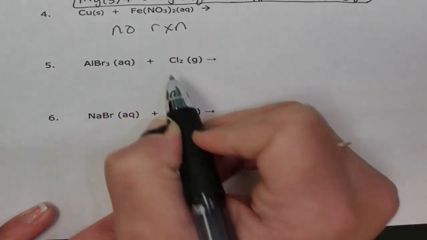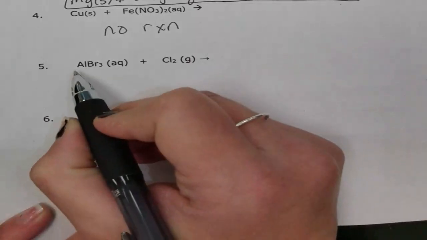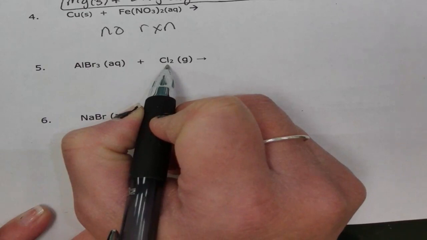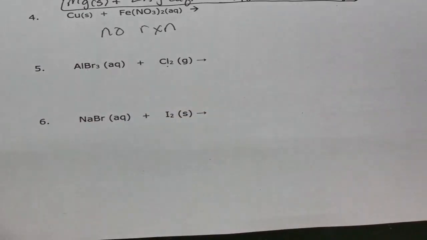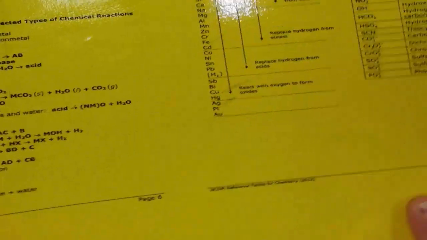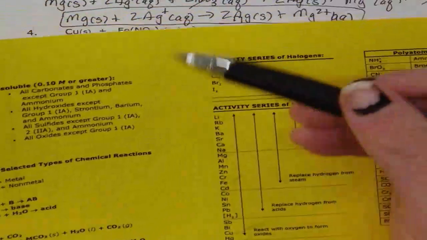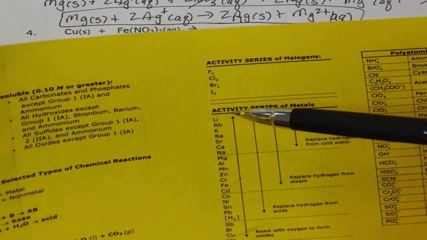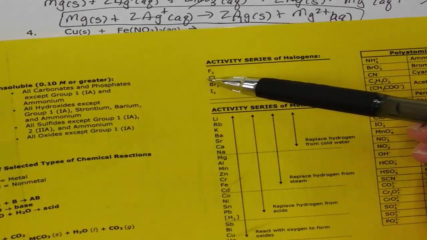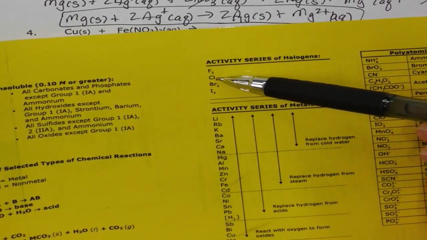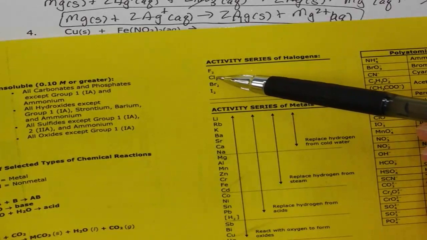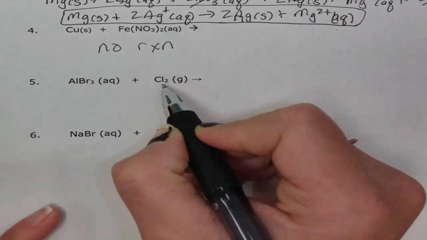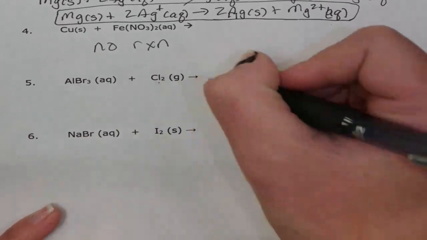All right, aluminum bromide plus chlorine. Now, I have a bromide and chlorine. Those are both halogens. So I've got to come up here to this activity series. And what do I notice here? I notice chlorine is higher than bromine. Because chlorine is above bromine, this reaction will work. Chlorine is going to kick bromine out.